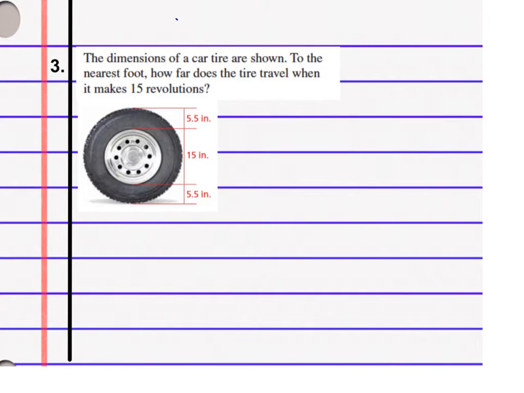Okay, the dimensions of a car tire are shown to the nearest foot, so make sure that's something I typically miss, that you're rounding to the nearest foot. How far does the tire travel when it makes 15 revolutions? A revolution is basically a circle or the circumference. So 1 revolution is the circumference, which is pi times diameter. So first I'm going to find 1 revolution.